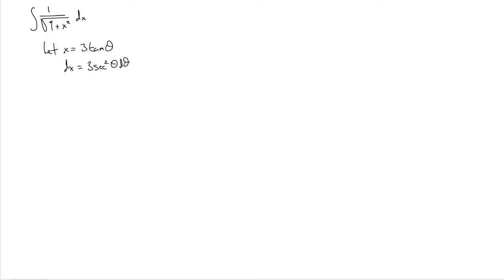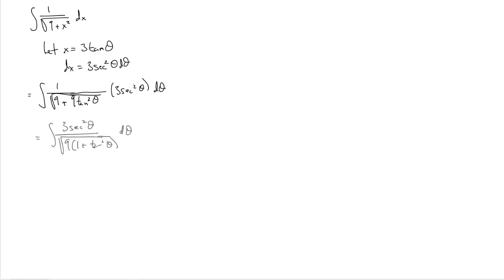Since x is 3 times the tangent of theta, dx is 3 times the secant squared theta d theta. That's enough to let us rewrite the original integral, all in terms of theta. I replaced the x under the radical with 3 tangent theta to get the square root of 9 plus 9 tangent squared theta there. And I replaced the dx with 3 secant squared theta d theta. In the denominator, I can factor out a 9. And I can pull the 3 secant squared theta up into the numerator.